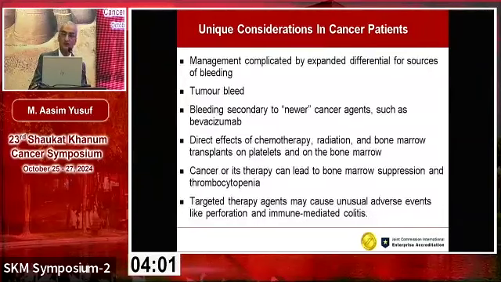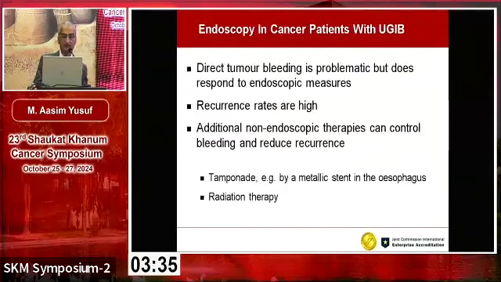So the management here is complicated by the expanded differential, as we discussed, the fact that often it's a tumor bleed, which is much harder to control. Interesting that GI guidelines still refer to bevacizumab as a newer agent, but there are newer cancer agents all the time, and some of those have an increased risk of causing GI bleeding. The cancer or its therapy can lead to bone marrow suppression and thrombocytopenia, and as we've said, some of the newer drugs have weird and wonderful side effects that we need to be aware of.